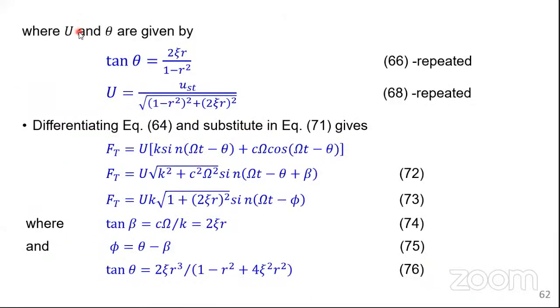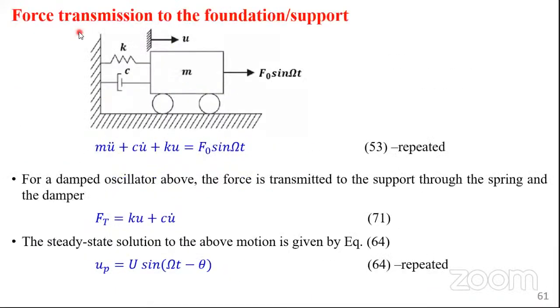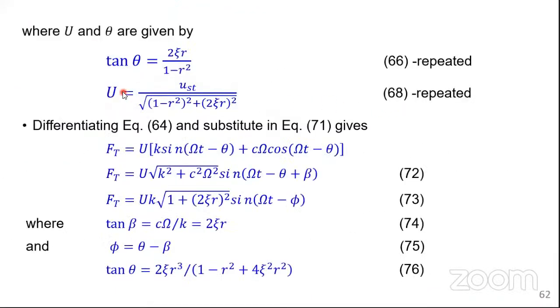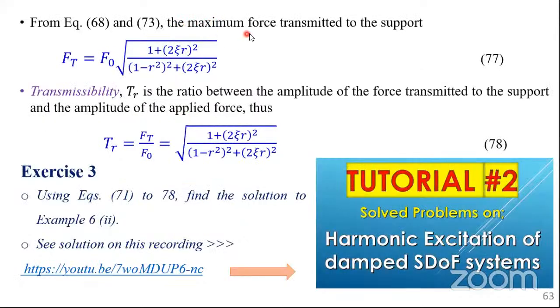And from equation 68, where we have the displacement or the amplitude of the steady state response, capital U, from that equation we get the maximum force transmitted to the foundation, to the support. So from equations 68 and 73, we are going to get Ft equals F naught, all that.